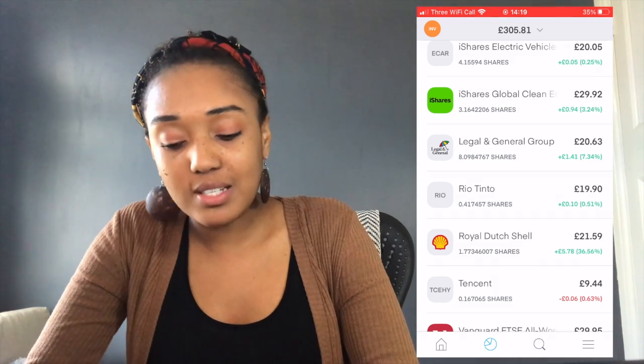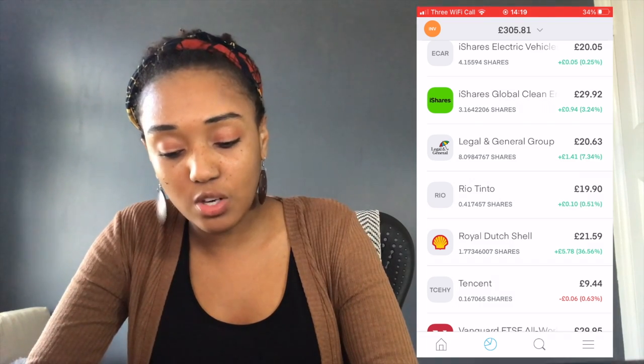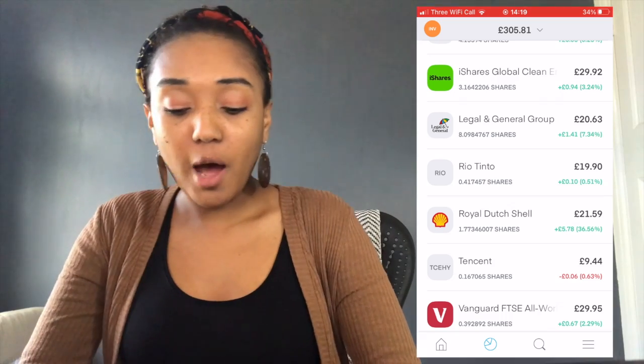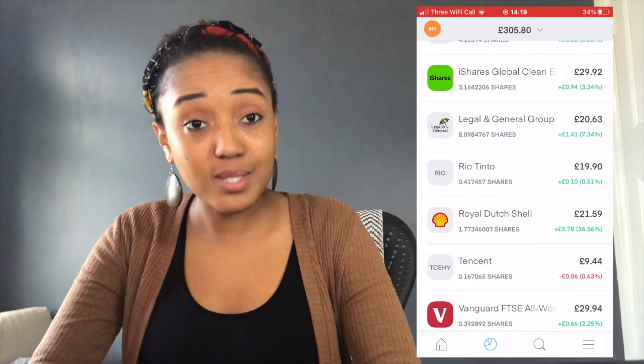My next stock is Legal & General Group. This is another one of my high-paying dividend stocks. So I currently have 8 shares, and that's because this stock is super cheap. So I'm up £1.42 on this, which is equivalent to 7.39%. So this is pretty good.